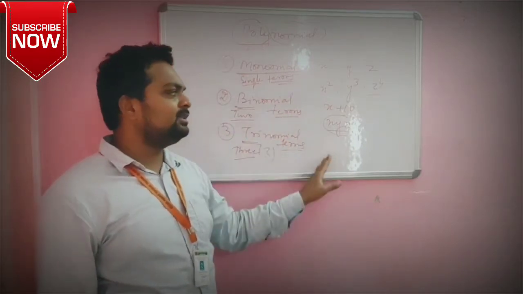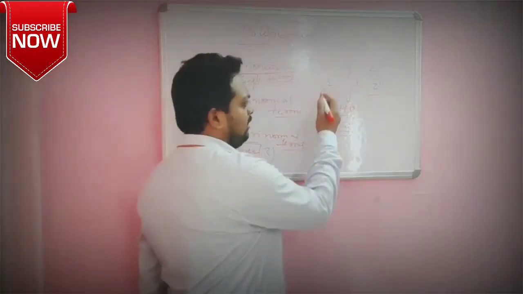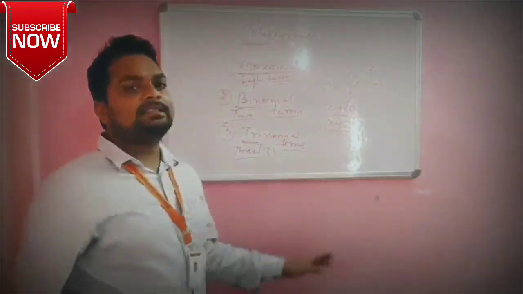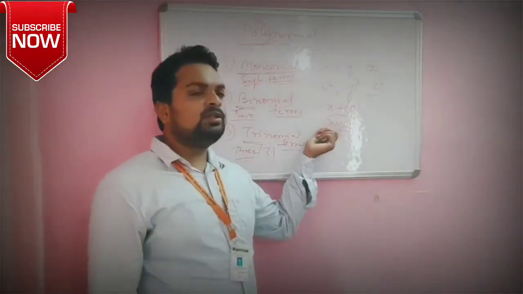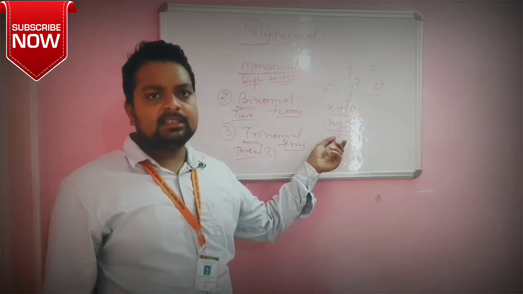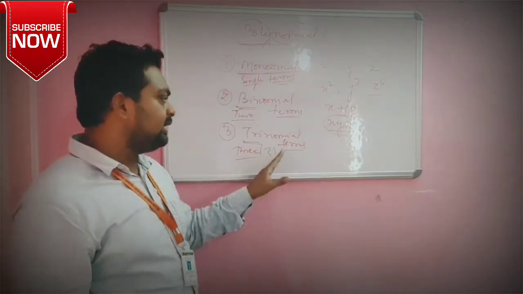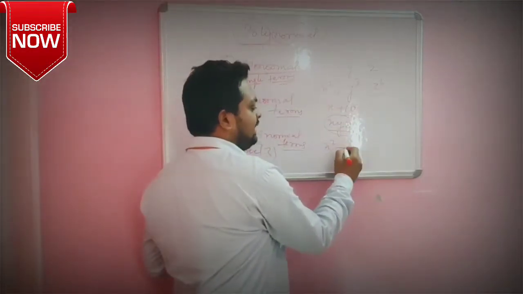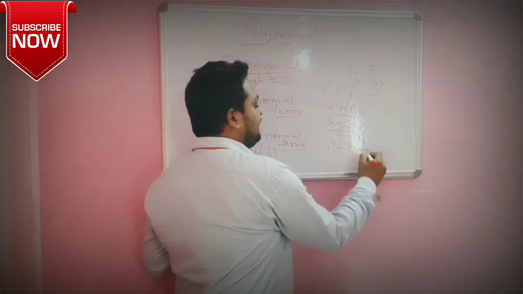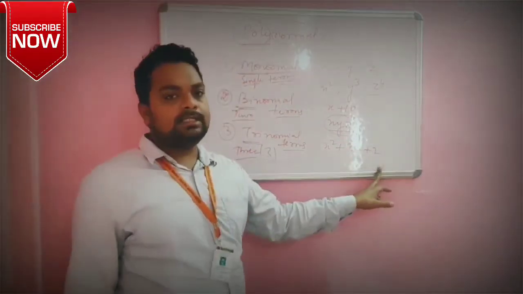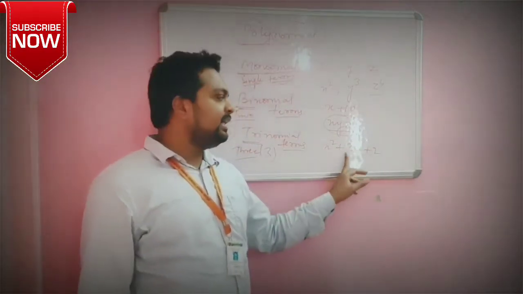However, all the terms that we can write, like x, y, z, or x square, y cube, z to the power 4, or x plus 10, or x, y, z, these are all polynomials. And for the trinomial also, you can write x square plus 3x plus 2. This is an example of a trinomial. Here we have 3 terms.